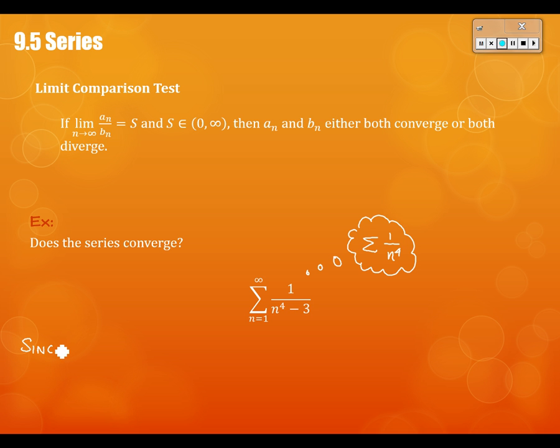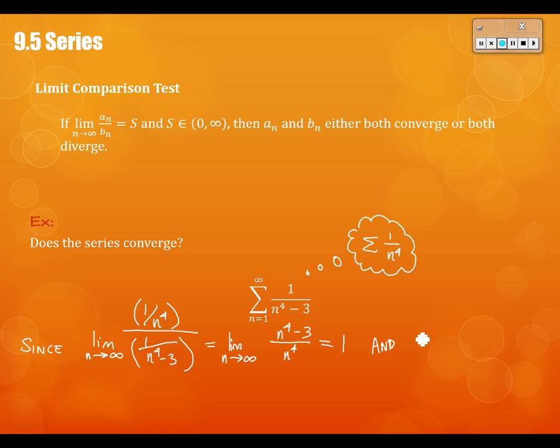We'd say, since, and again I want to explain what's going on, since the limit as n goes to infinity of, and we can stack these in either order, 1 over n to the 4th divided by 1 over n to the 4th minus 3, is equal to the limit as, and let's do some algebra here, n to the 4th minus 3 over n to the 4th, which equals what? Are you comfortable evaluating the limit, using rational function technology from first semester? Very good, wonderful.